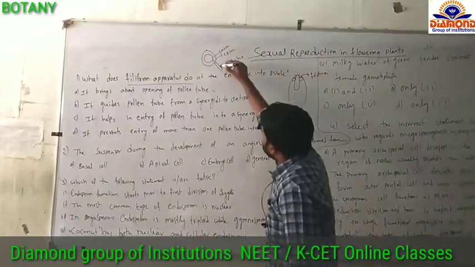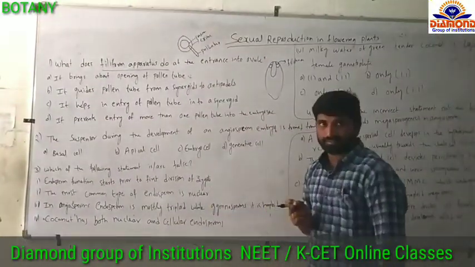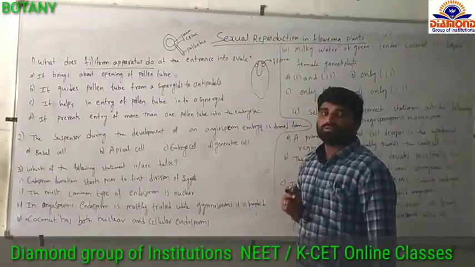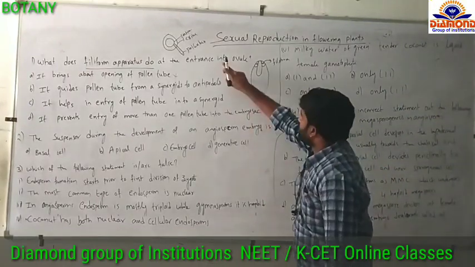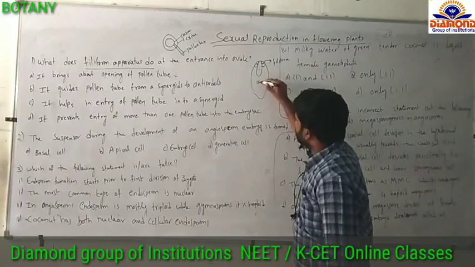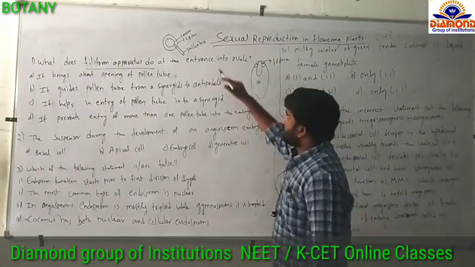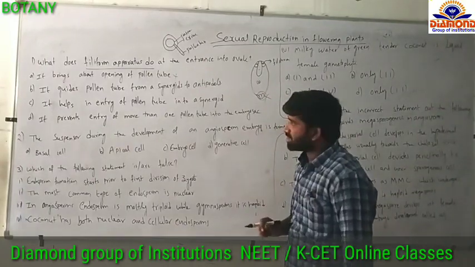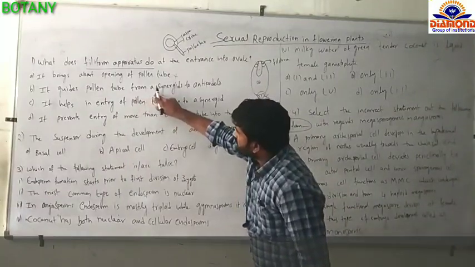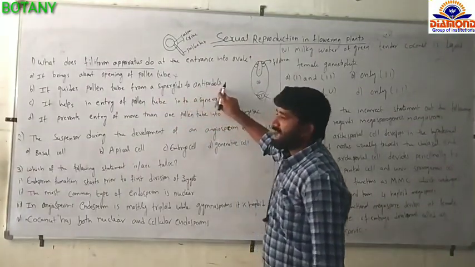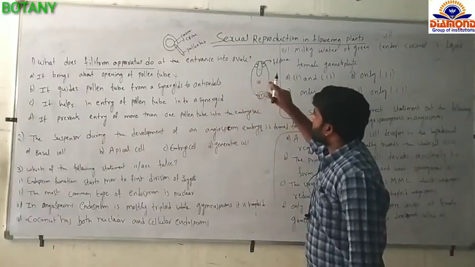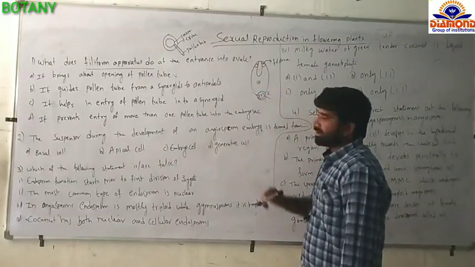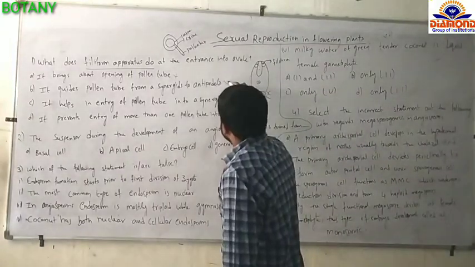Actually, the pollen tube carries two male gametes to perform fertilization. In angiosperms, fertilization occurs in two ways, that is, double fertilization. One male gamete fuses with the egg cell and the other male gamete fuses with the central cell. The antipodals do not get involved in any fertilization. So option B, which says it guides the pollen tube from the synergids into the antipodals, is incorrect, because the male gametes are not used in the antipodals at the time of fertilization.